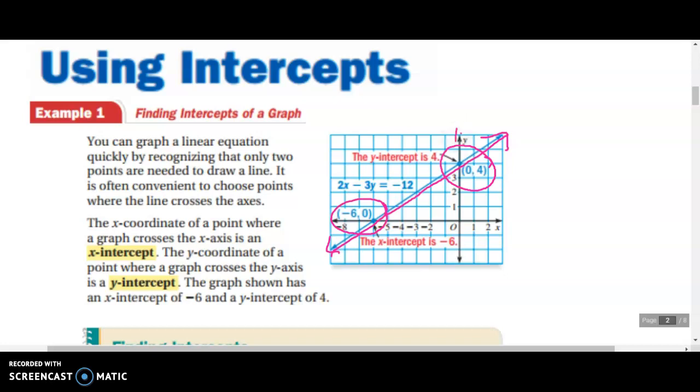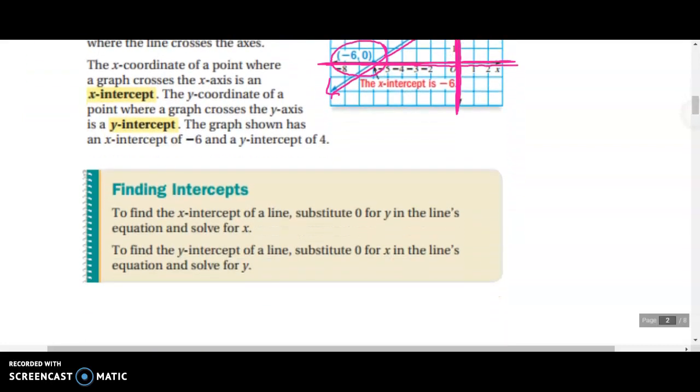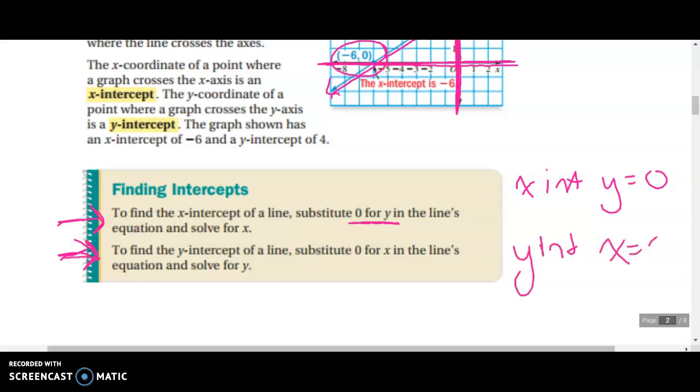The y-intercept appears when x equals 0, and the x-intercept appears at a y value of 0. So that gives us a rule. In order to find the x-intercept, substitute 0 for the y value. Okay? The x-intercept will always be at y equals 0. And inversely, the y-intercept will always be at x equals 0.